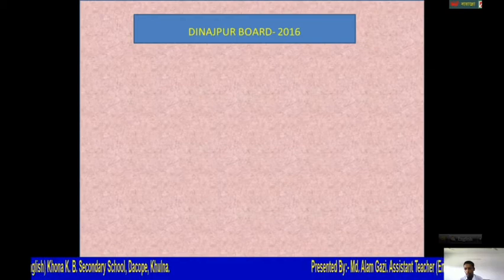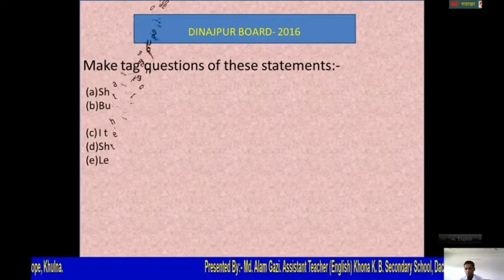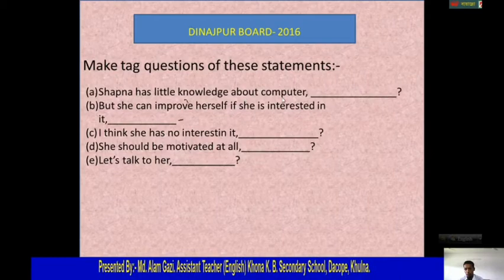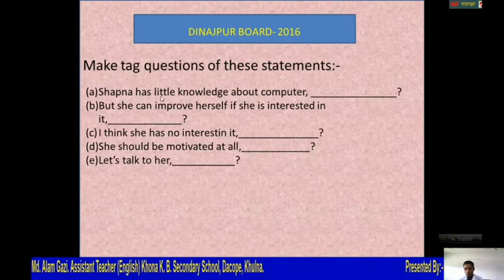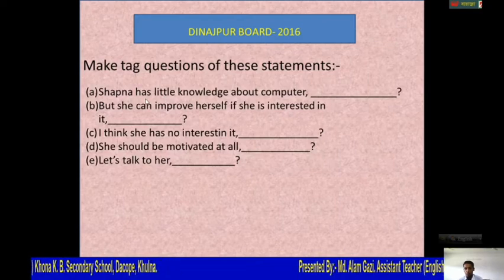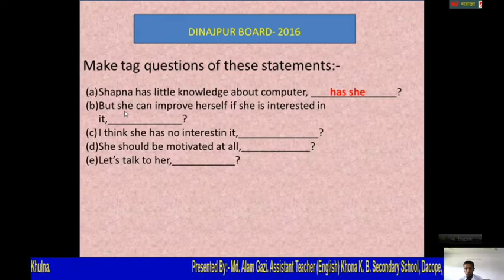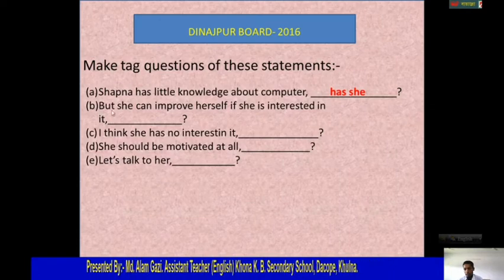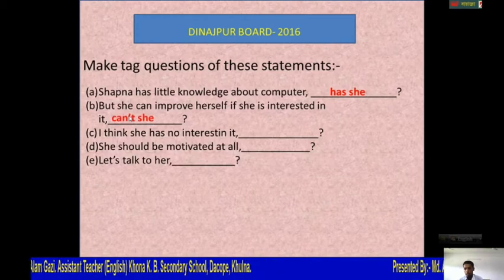Now, we will analyze Dinajpur Board 2016. Make tag questions of these statements. Question A. Swapna has little knowledge about computer. In this sentence, we see an auxiliary verb has. Besides, we also see the word little that expresses negative meaning. So, tag question will be has she. Question B. But she can improve herself if she is interested in it. In this sentence, we see a modal auxiliary verb can. So, tag question will be can't she.